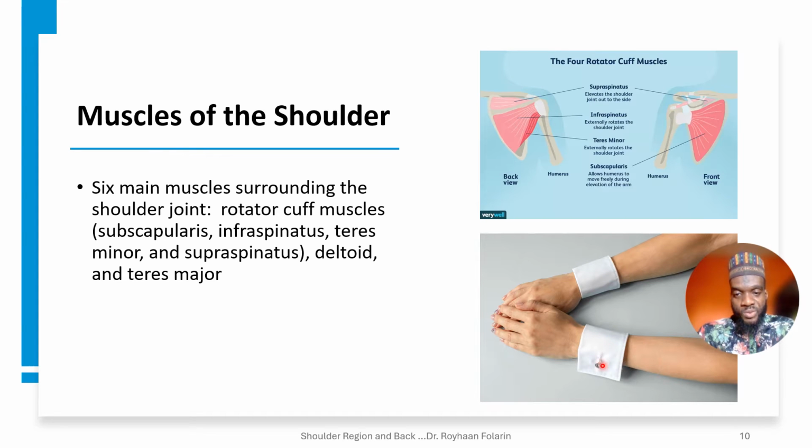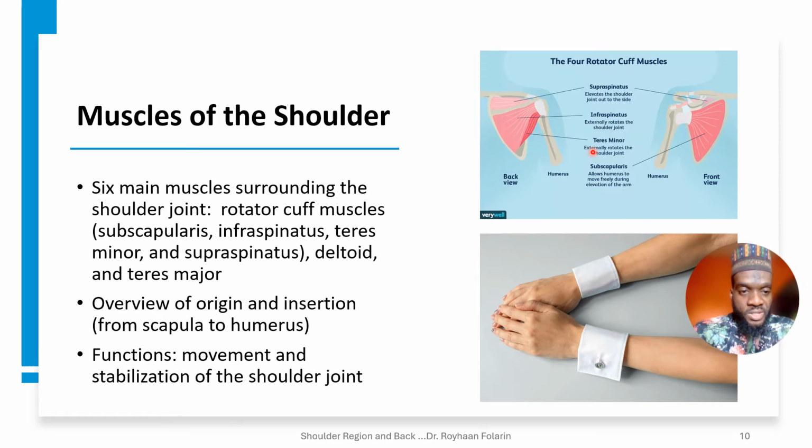So remember the cuff with the links, the cuff links. So here, making this kind of wrap around the shoulder is why they are called the rotator cuff, and we'll understand these muscles in a little bit. So apart from these 4 muscles that make up the rotator cuff, we still have the deltoid muscle and the teres major. So here are the 4 rotator cuff muscles listed: the supraspinatus, the infraspinatus, the subscapularis, and the teres minor muscle. We'll come back to their function in a minute.